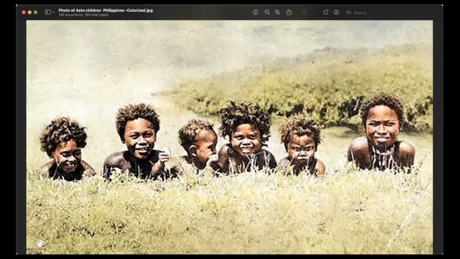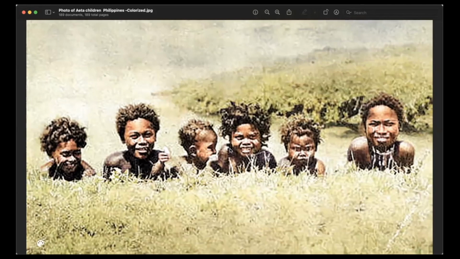Here we have a photo of the Aeta children of the Philippines, the Aeta tribe, A-E-T-A, in case you guys want to study them. And again, they try to say these people are African when you go into these mainstream narratives, right? Just because of the way they look right here. But these, again, are indigenous Filipinos, the Aeta, very ancient in this area, the Philippines. No proof of them being from Africa.